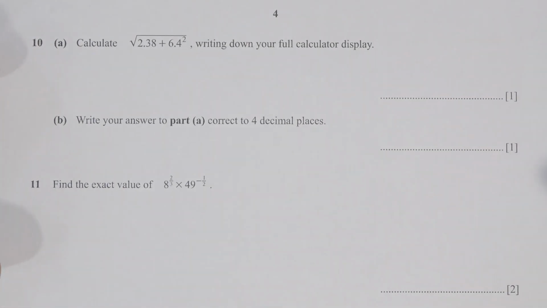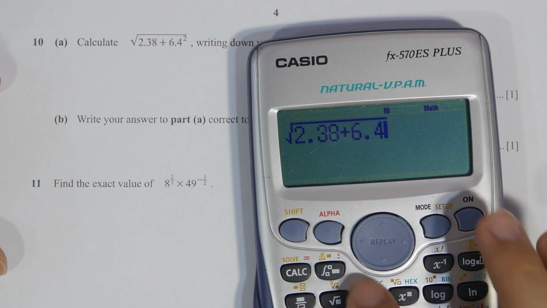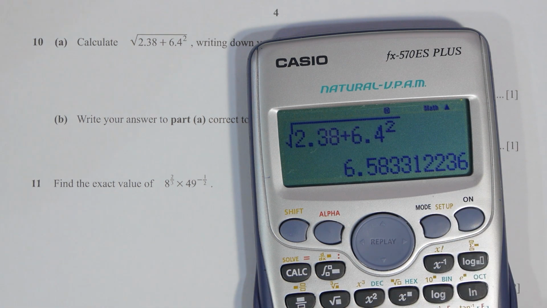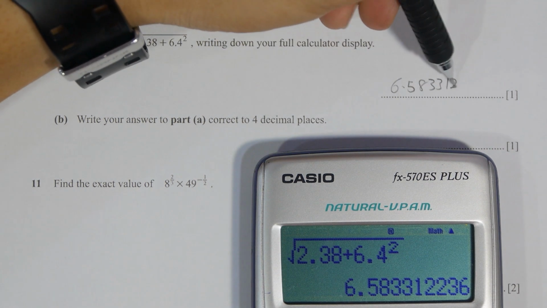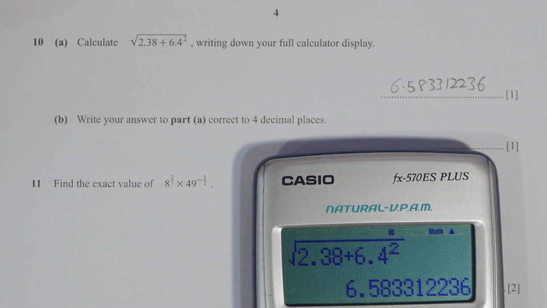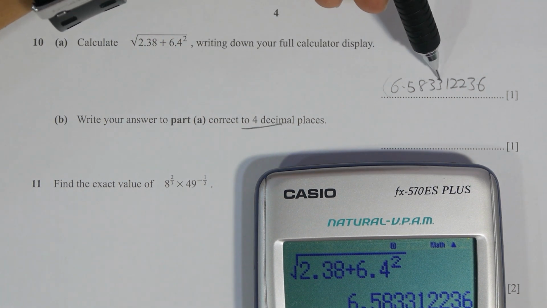Question 10, pretty straightforward. Just copy down what your calculator showed, then correct it into 4 decimals. So the fourth number will actually be 3. Then by checking the number at the back, which is 1, since it's less than 5, you're not required to round it up.